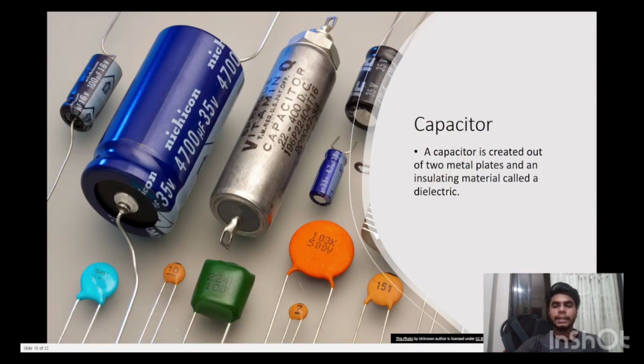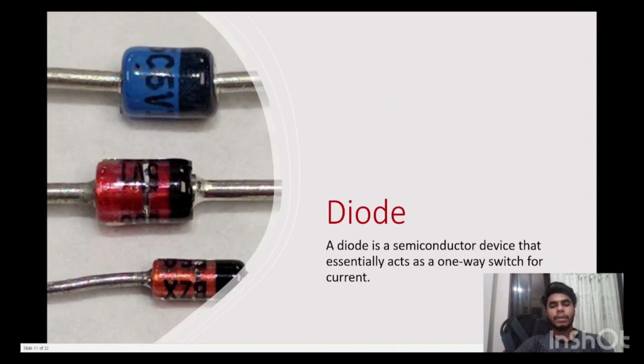A capacitor is created out of two metal plates and an insulating material called a dielectric. It works on the principle that the capacitance of a conductor increases appreciably when an earthed conductor is brought near to it. And here is my next topic, diode. A diode is a semiconductor device that essentially acts as a one-way switch for current, and there are various types of diodes like Zener diodes, rectifiers, etc.